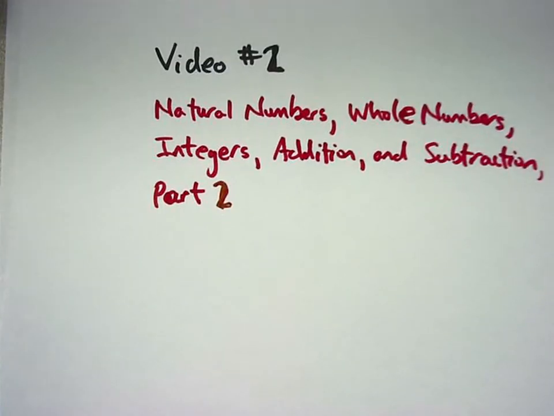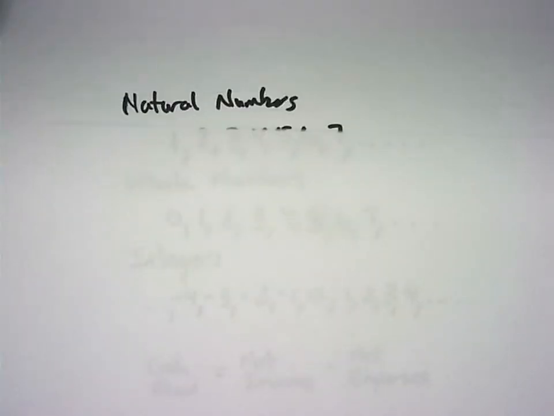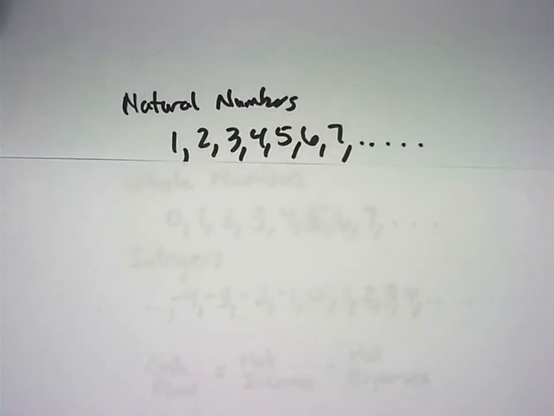This again is video number 2 about natural numbers, whole numbers, integers, addition, and subtraction, part 2. In this video, I'll focus mostly on the algebraic kinds of properties that we started discussing in the previous video. And if we have time, we'll get to graphical properties. Quick review. The natural numbers again were the counting numbers starting at 1 and going up by 1 every time to 2, then 3, then 4, then 5, then 6, etc.